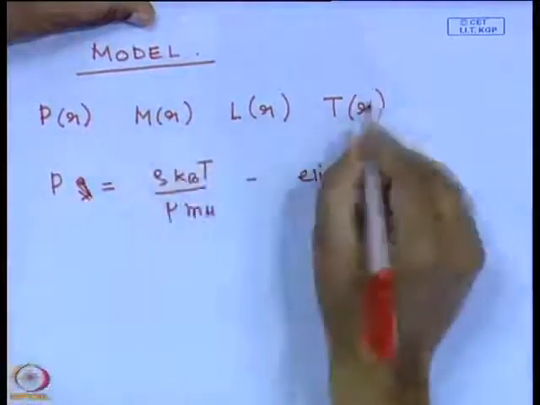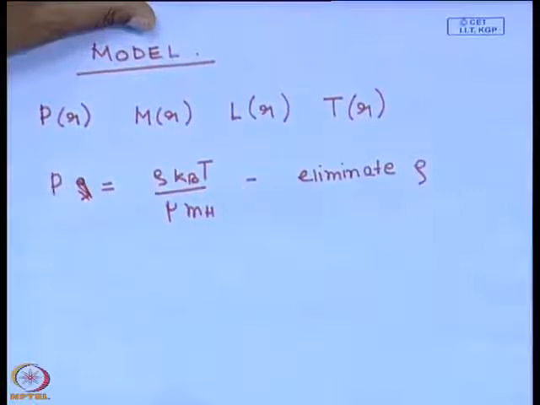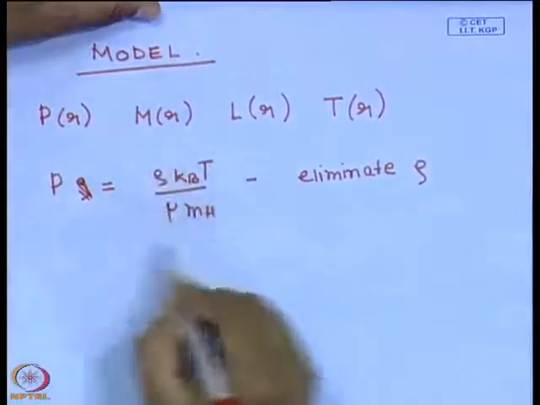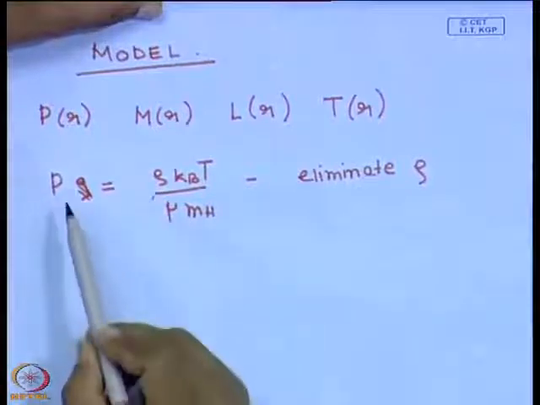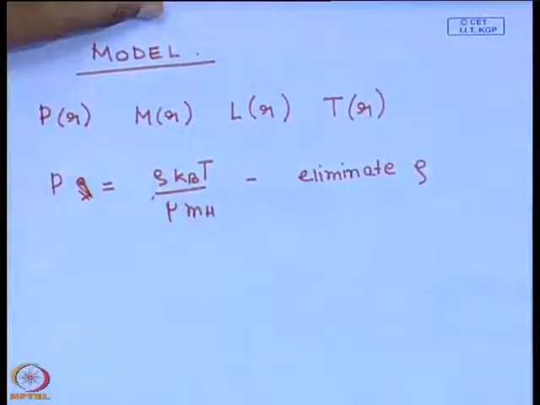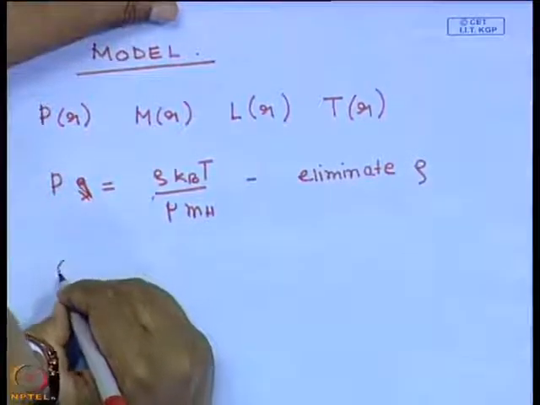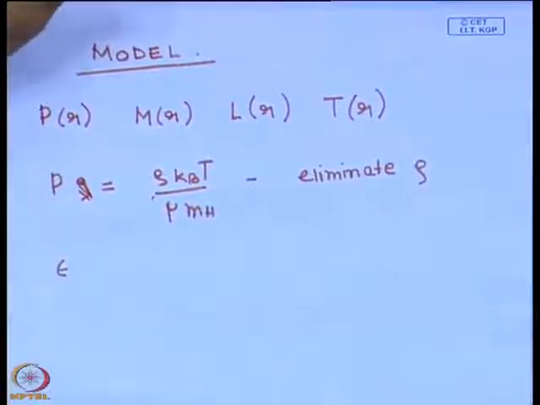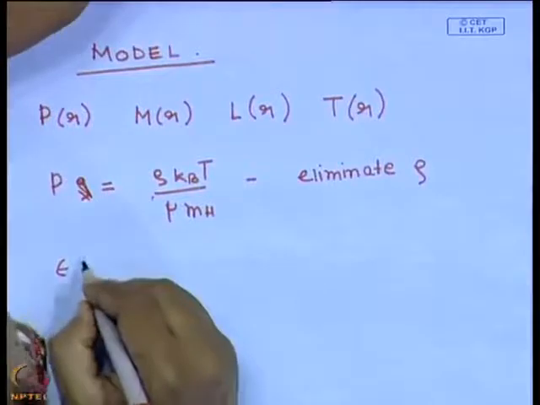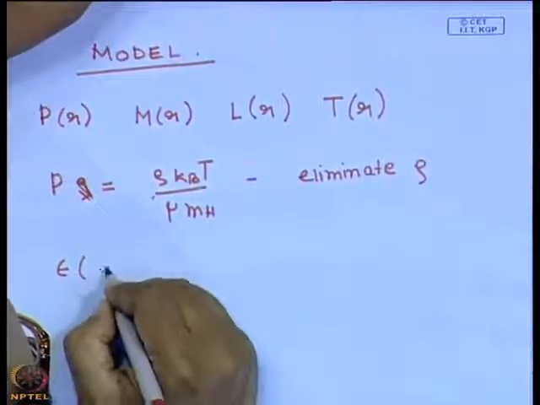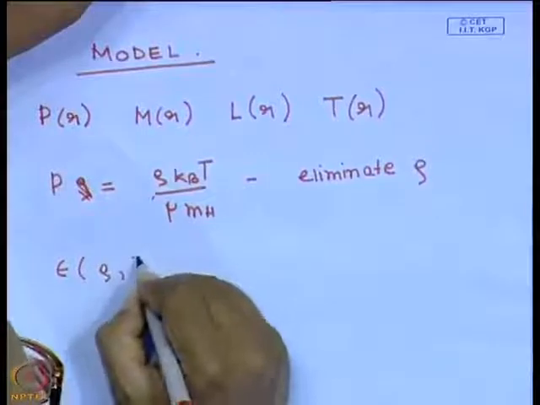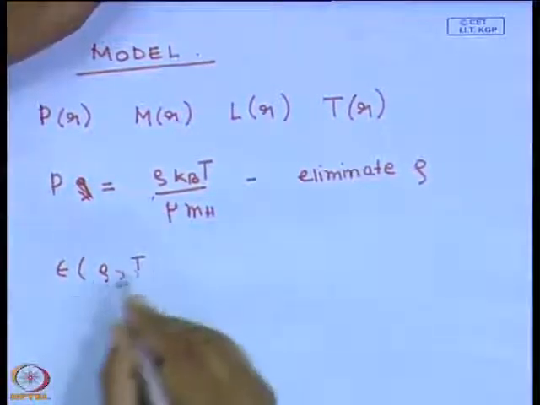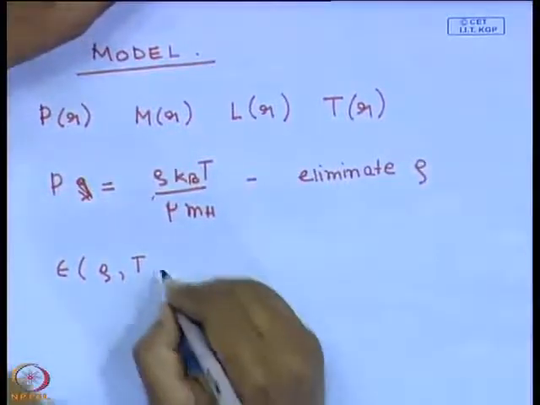Right. All of these equations depend on the density, and we can use this relation to eliminate the density and write it in terms of the pressure and the temperature. We also have to externally specify the energy generation rate epsilon, which we have seen depends on the density, the temperature, and also on the composition.